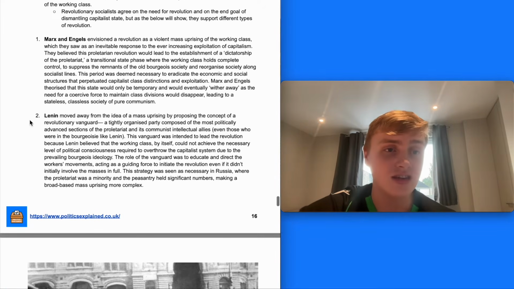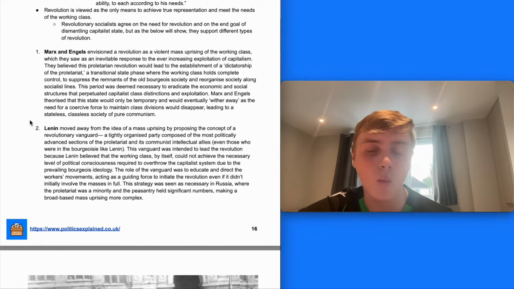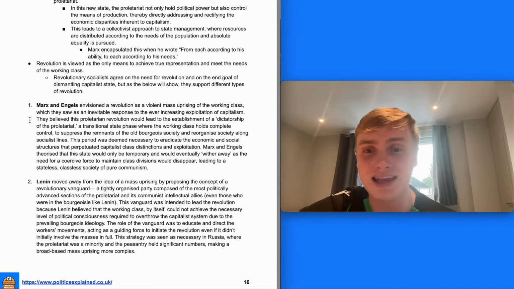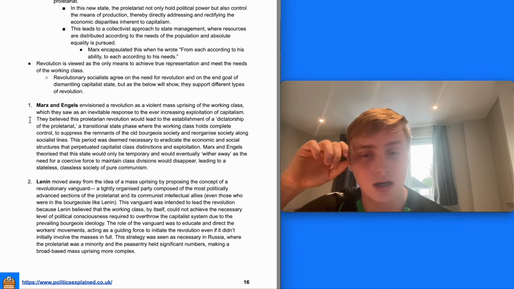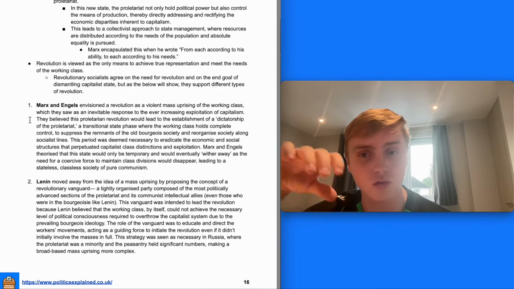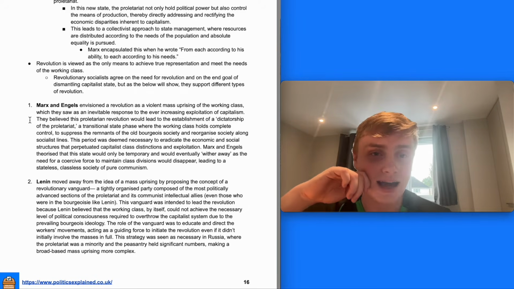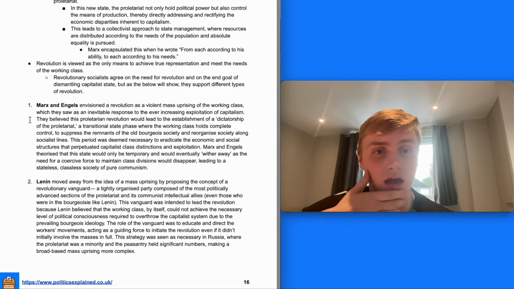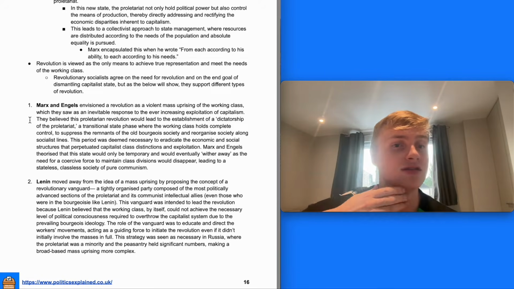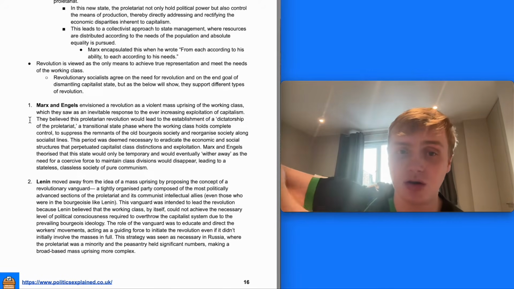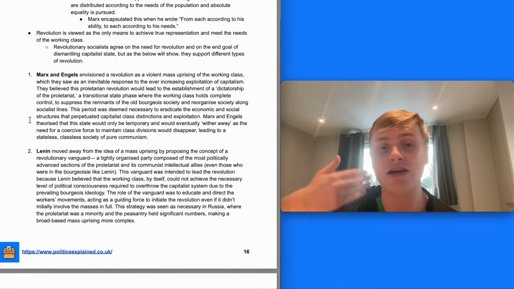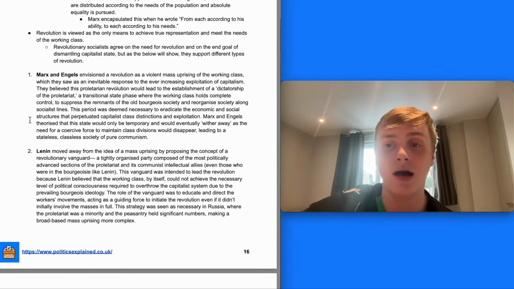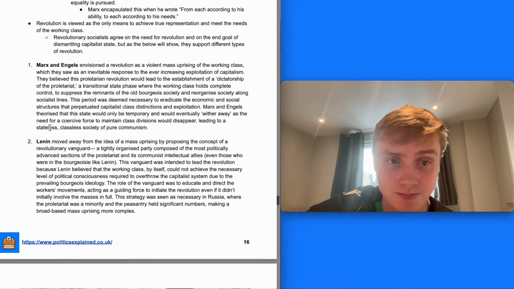And what you see here is a number of different ways in which revolutionary socialists believe in this revolution. So Marx and Engels see this revolution as inevitable based on historical change, and they see it as a violent mass uprising of the working class. And they believe that this leads to an establishment of the dictatorship of the proletariat at first, but then eventually the withering away of the state into a communist society.